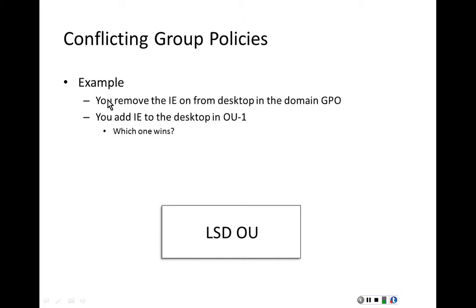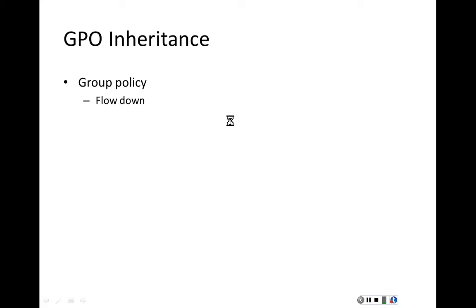So let's look at an example. If you have removed Internet Explorer from the desktop in the domain group policy object, and then you add Internet Explorer to the desktop in organizational unit 1, which one wins? Well, if we look at the order of application, we see LSDOU. Local, we're not talking about. Site, not even configured. Domain and then organizational unit. So first domain is configured, which removes Internet Explorer, and then organizational unit is applied, which adds Internet Explorer back. So which one wins is the organizational unit.